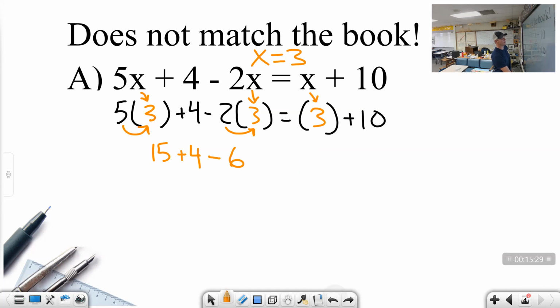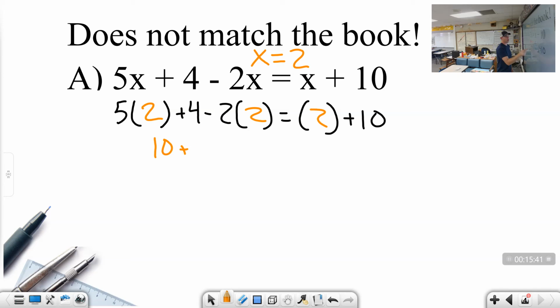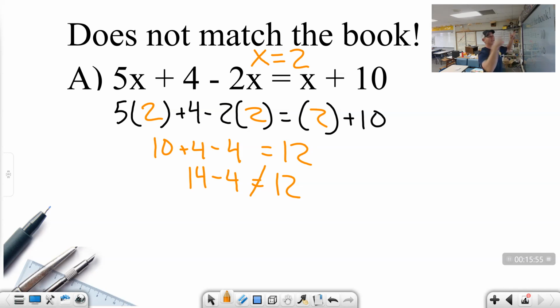If you did this exact same problem, but if you had a different value for x, let's say you had 2, and you plug in 2. 10 plus 4 minus 4 equals 12. Does 14 take away 4 equal 12? Nope, I got it wrong. And that's when you would say, oh, I need to go back and check my work because this number is wrong. I need to find the right answer.